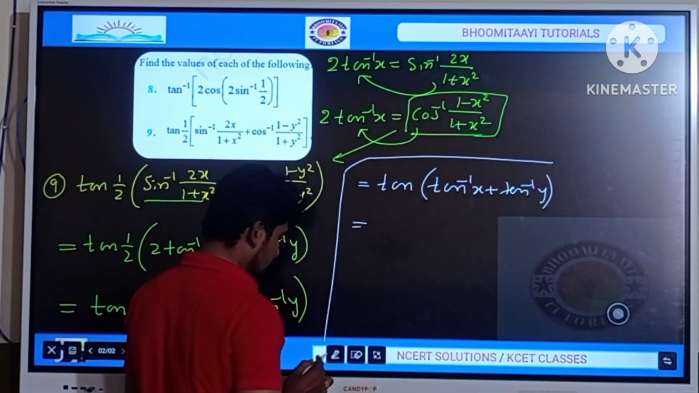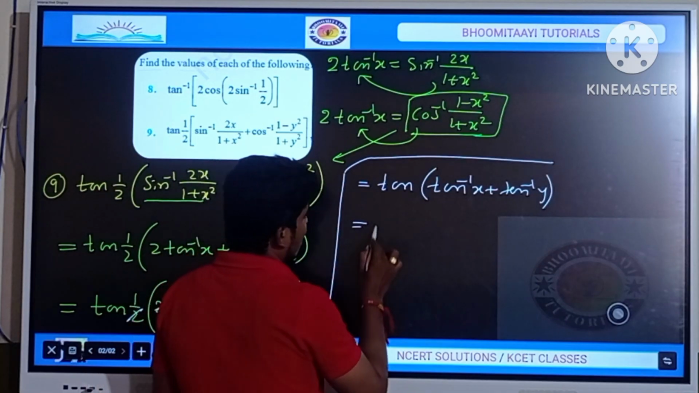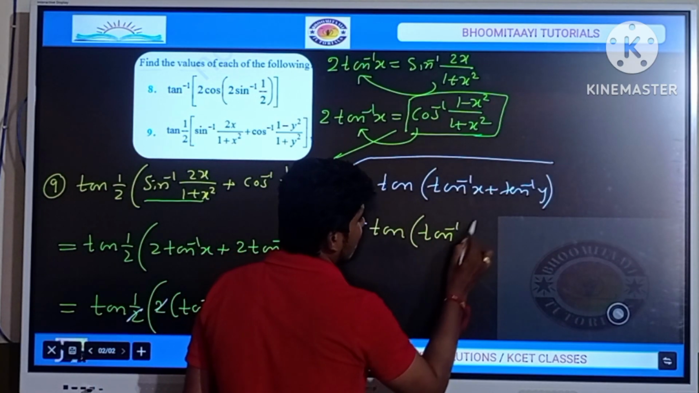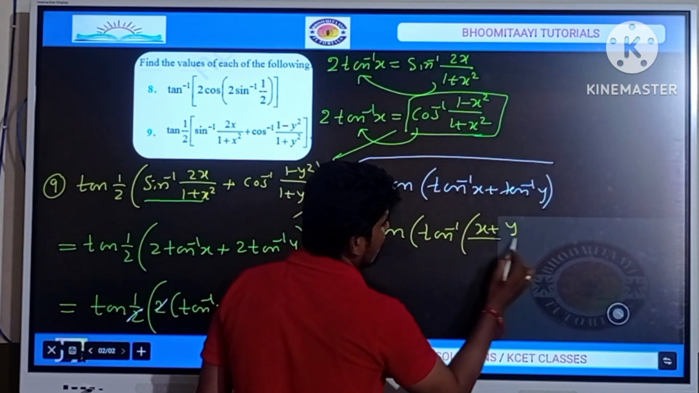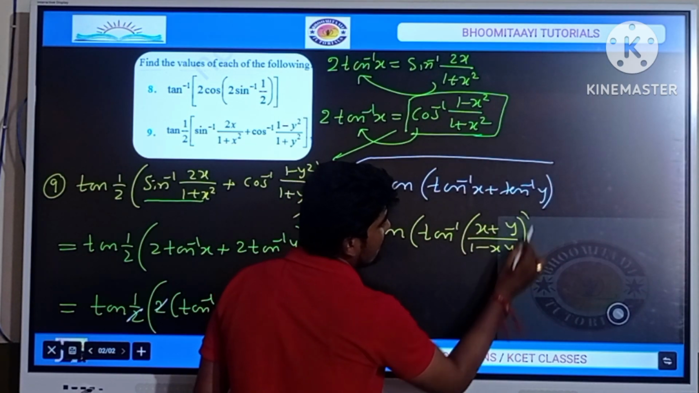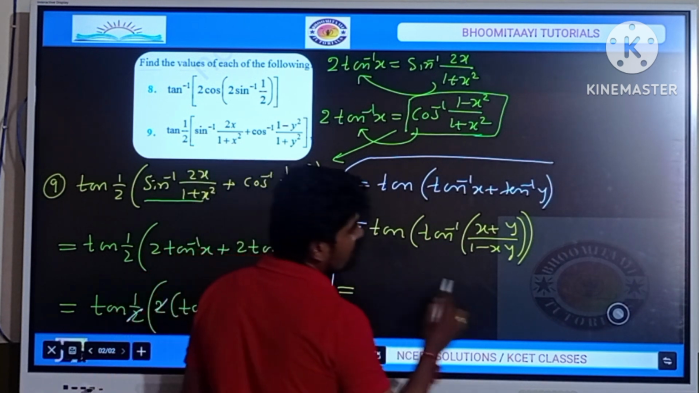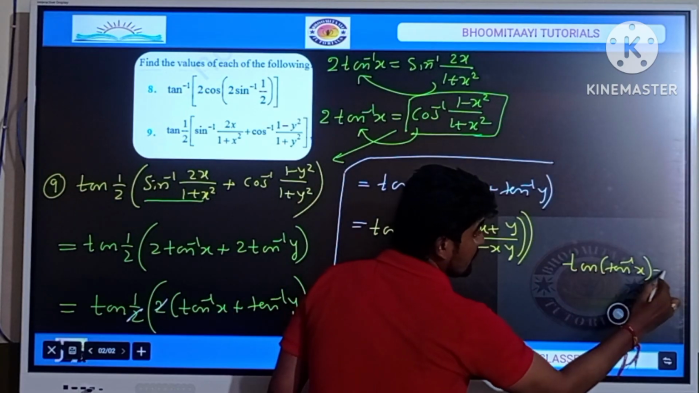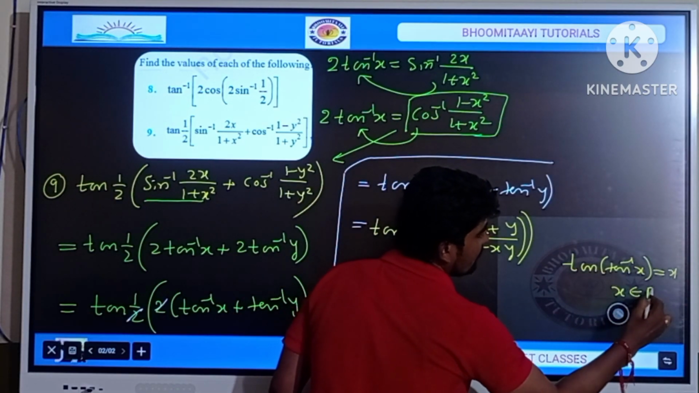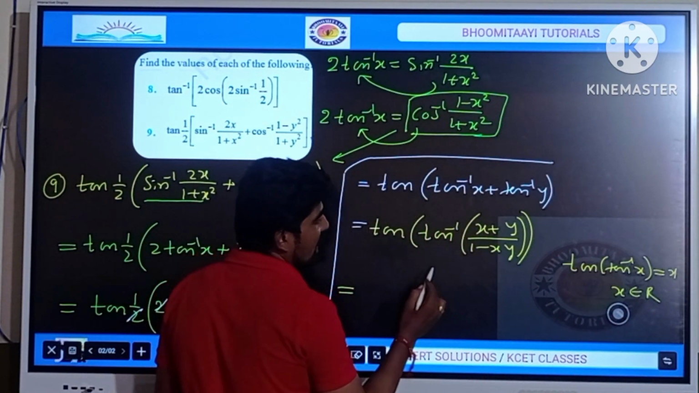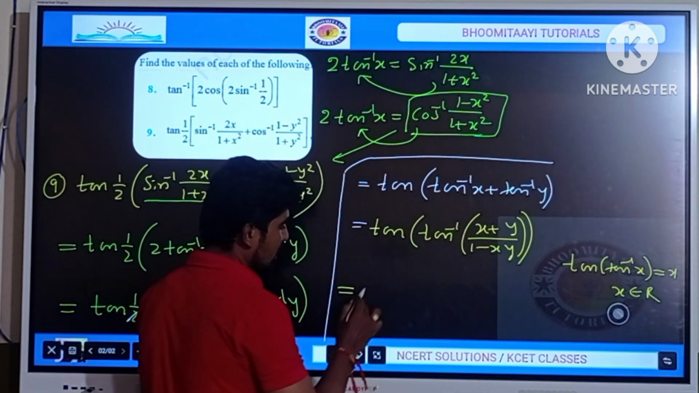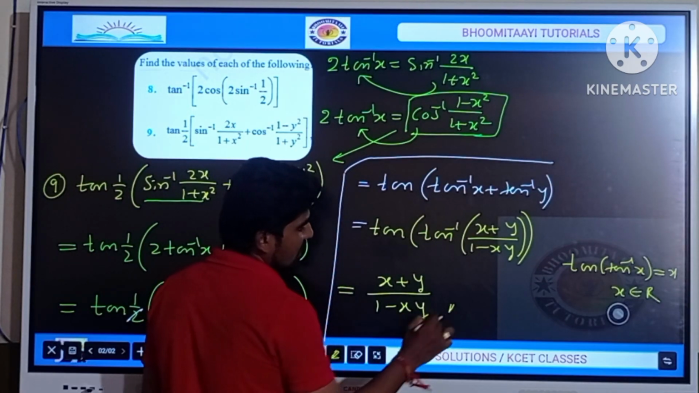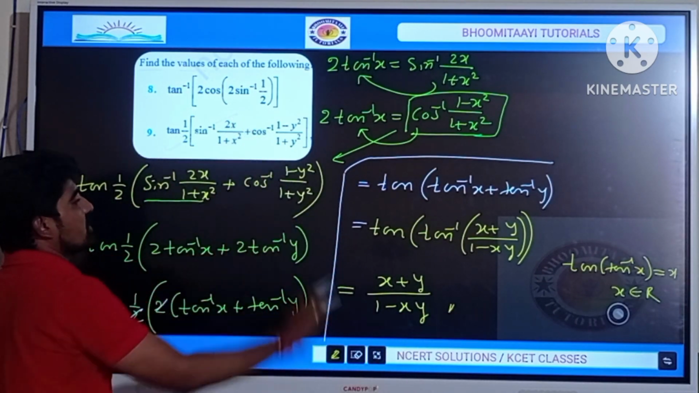And we know that tan inverse x plus tan inverse y is equals to tan inverse of x plus y divided by 1 minus xy, which is the standard formula. Now it is of the form tan of tan inverse x, which is equals to x for x belongs to set of real numbers. Therefore, tan of tan inverse of x plus y divided by 1 minus xy is equals to x plus y divided by 1 minus xy, which is the value of this given inverse trigonometric function.